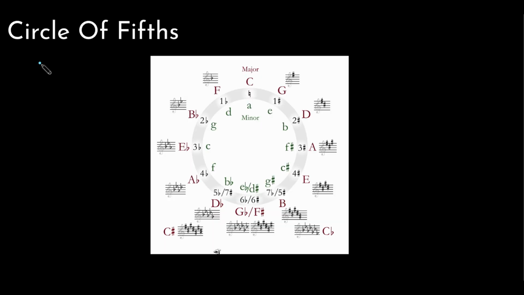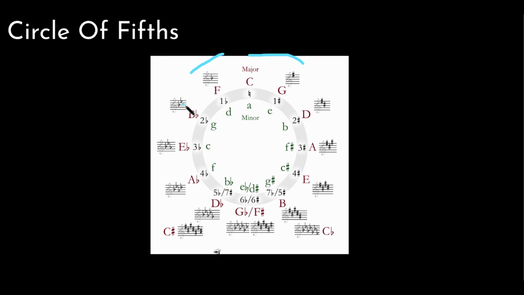Now let's move to the circle of fifths. As you can see on the outer circle, it is major, while in the inner circle, it is minor. The circle of fifths helps us learn scales more easily. As you can see, if you were to move clockwise, the scales get sharper. And if you were to move counterclockwise, the scales would get flatter.